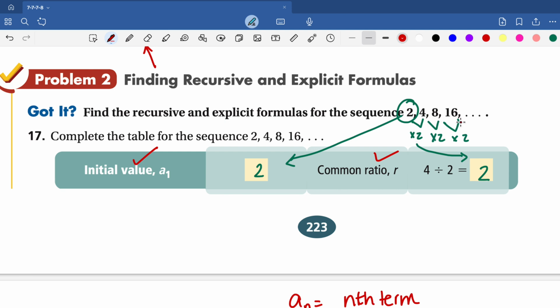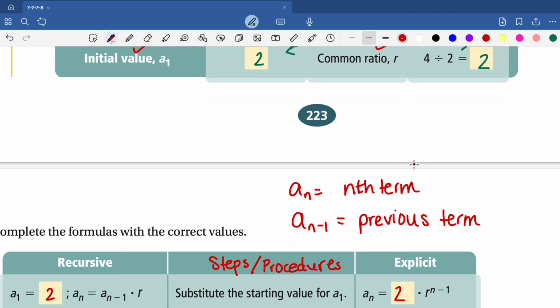8 divided by 4, that's 2. 16 divided by 8, that's 2. So what we're doing is that each following term is being multiplied by 2. So your common ratio here is 2. So we have our initial value and our common ratio. So how do we set this up?